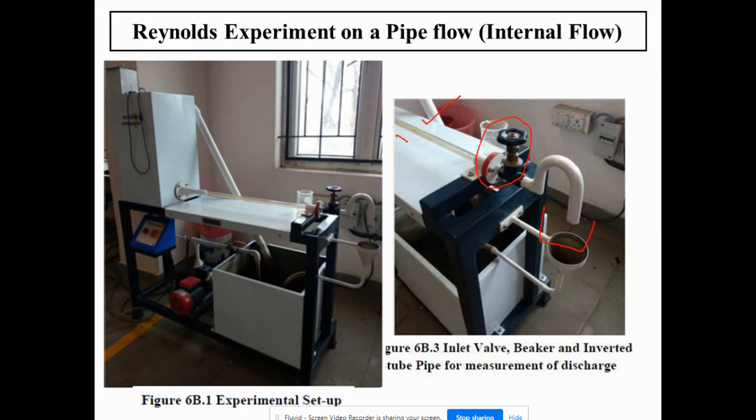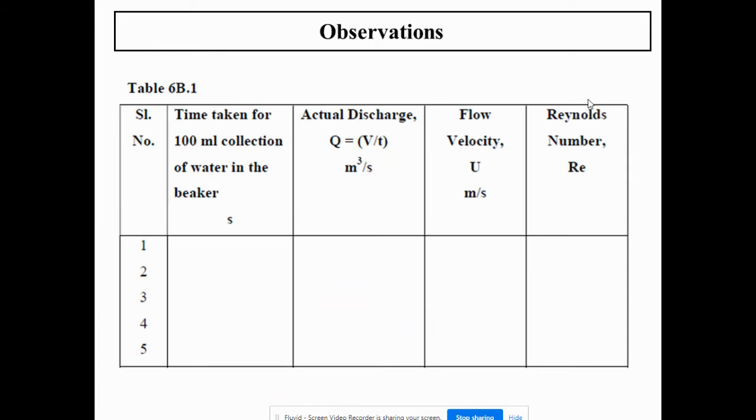Here is the region where you can focus. Here is the beaker that will be given to you. Here is the scale here. Here is the beaker for collecting, a small collecting glass. So here is the observation.